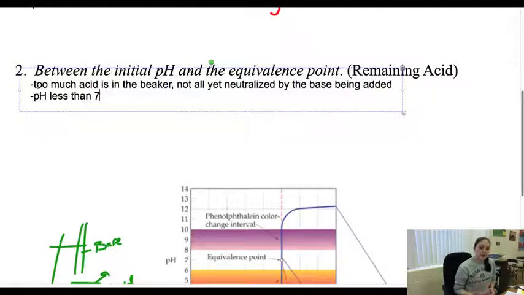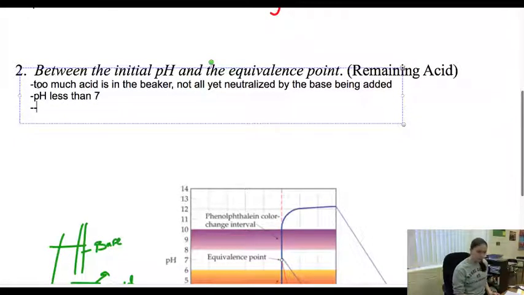So all I have to do for these is figure out how much excess H+ I have, and however much excess H+ I have, then you're going to do again the negative log. So you're going to have to figure out how much excess acid there is, and then do your negative log of the H+ concentration.